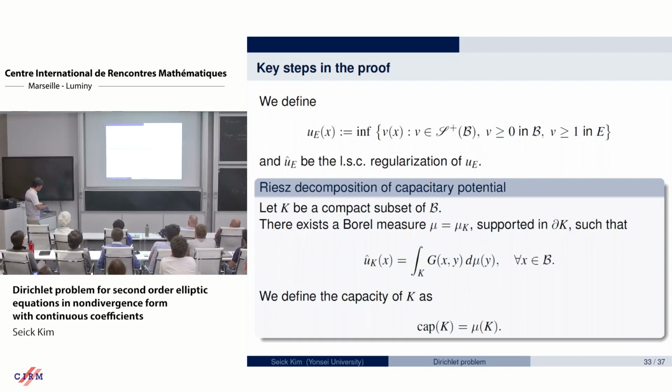So this is not really clear, okay? Because if you think about the divergence form equation, you have a variational characterization and a variational inequality. You get the existence of the measure almost for free.